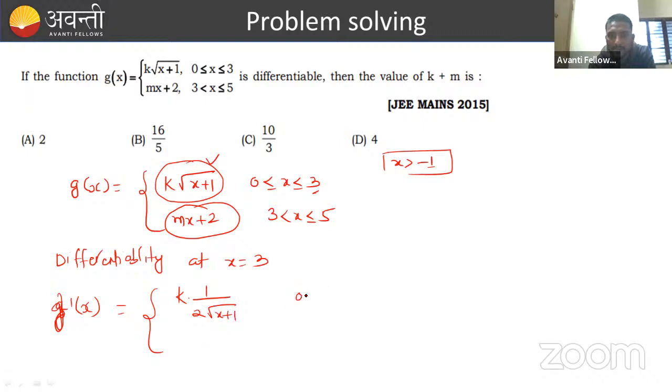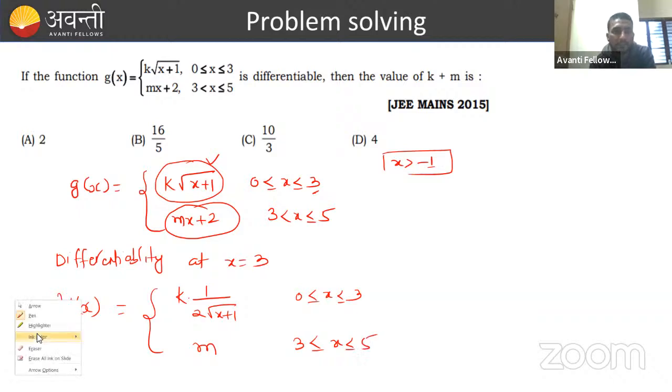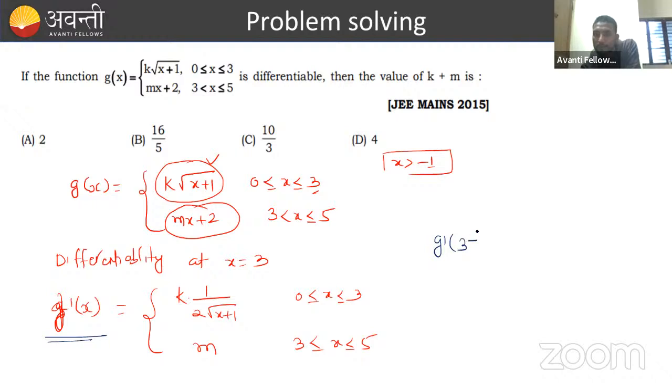Okay, and 0 to 3. And for mx plus 2, if you take the derivative, it will be m only. So 3 to 5. Now we need to find the left hand derivative. So just find the derivative. We have already done it. Now we will find g dash 3 minus. This is LHD.